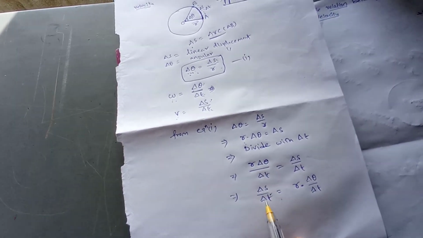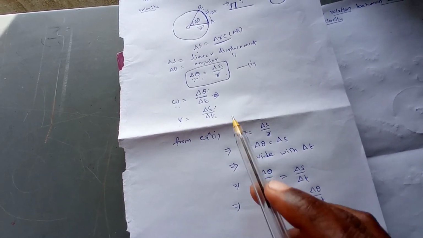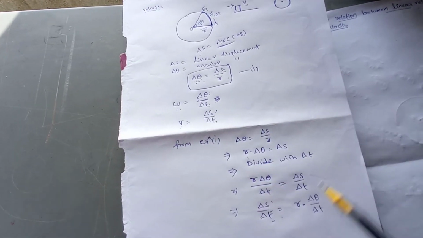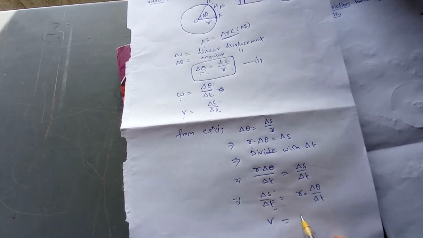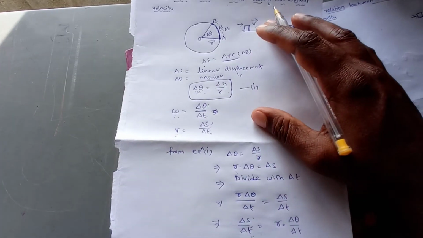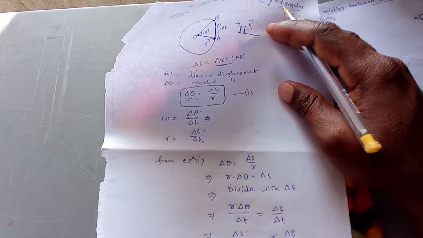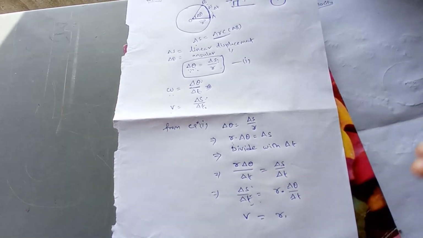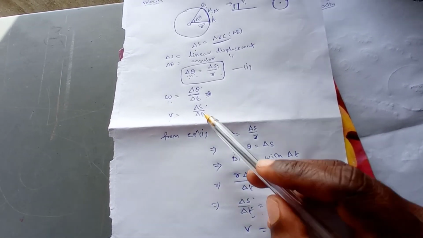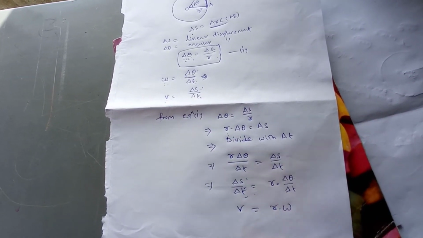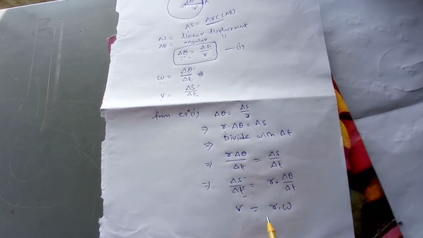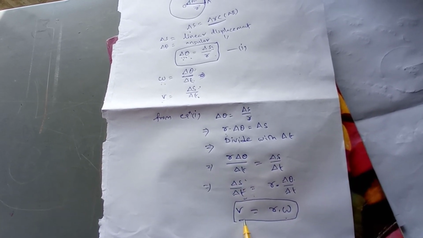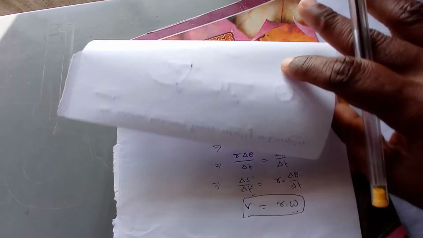So what is delta S by delta t? From this equation, linear displacement per time gives linear velocity. V equal to R into, what is delta theta by delta t? That is omega. So this is the relation between linear velocity and angular velocity. What is V? Linear velocity. What is omega? Angular velocity.